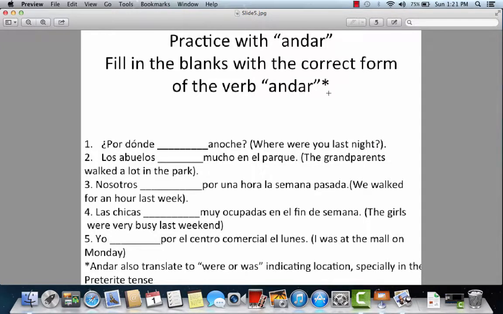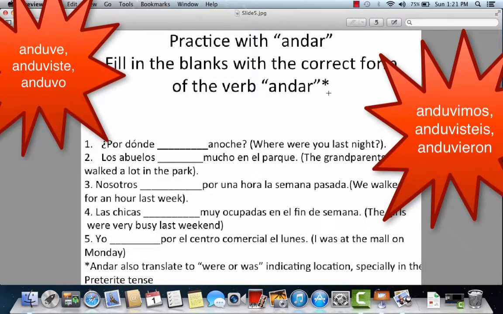Alright, students, now let's work with andar. And andar goes like this. Anduve, anduviste, anduvo, anduvimos, anduvisteis, anduvieron.